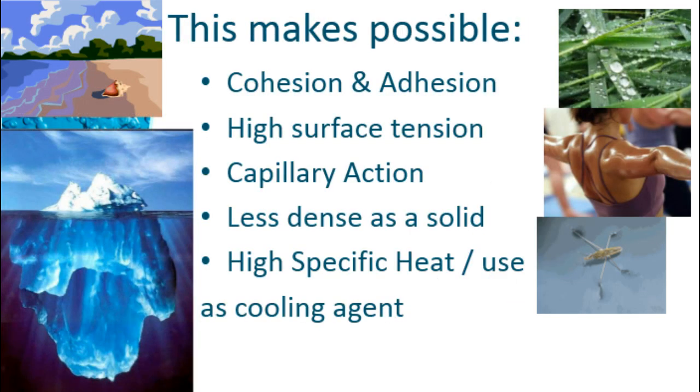Alright, so that polarity and that hydrogen bonding is making all of these things possible. Cohesion, adhesion, which they talked about in the video, that high surface tension, which allows things to float on or walk across the surface. Capillary action, which is allowing plants to pull water up from their roots. It allows it to be less dense as a solid. It's the only solid that is less dense than its liquid form. All other compounds get more dense as they become solid state. And that allows ice to do some unique things.